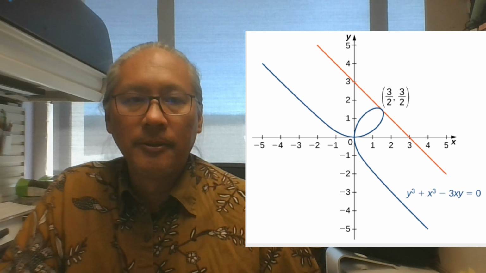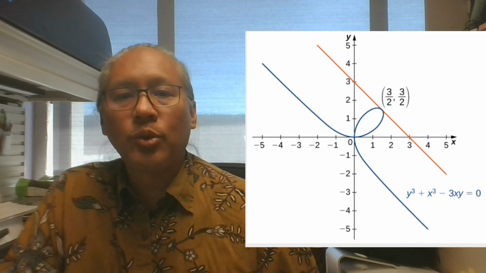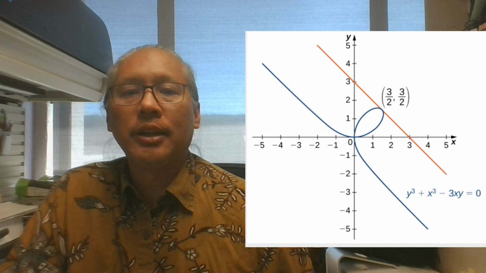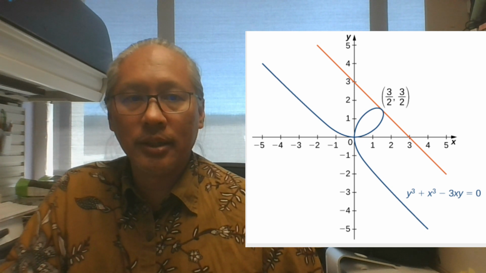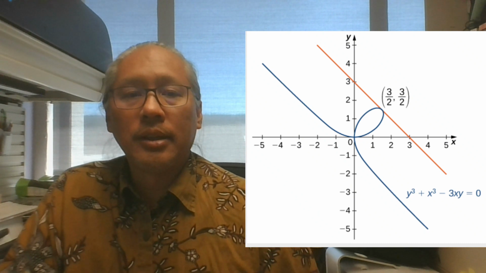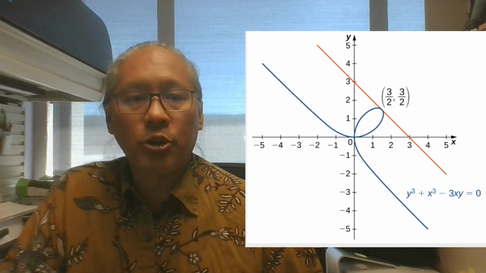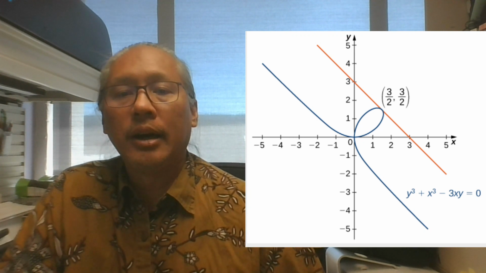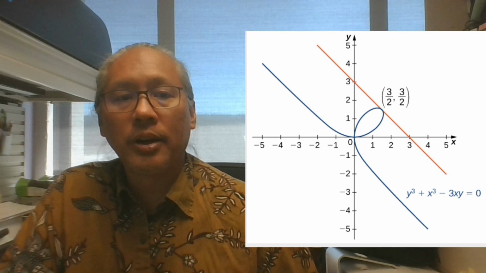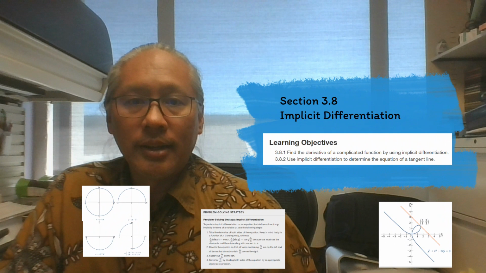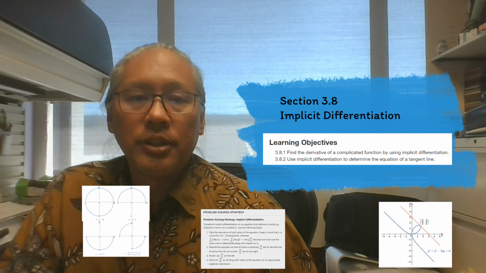That has to be given to you. And so given your x and y value of the point, you yourself can find the slope by finding the derivative implicitly, and then you put the x and y values into that formula that you just found for the derivative, and then you would get your slope, and then now you have a point and a slope to find your equation of the tangent line. All right, so that is the quick overview of section 3.8.